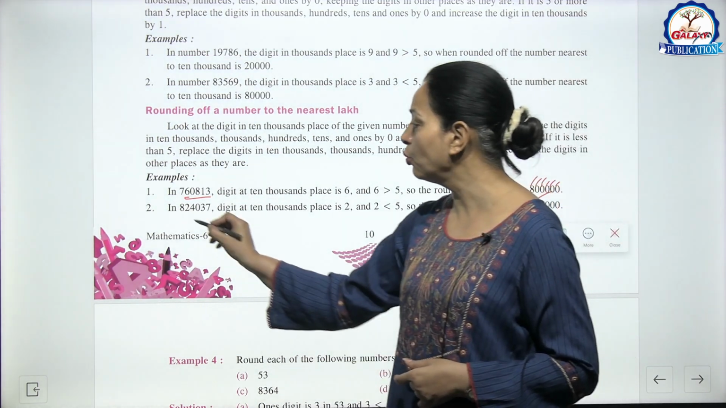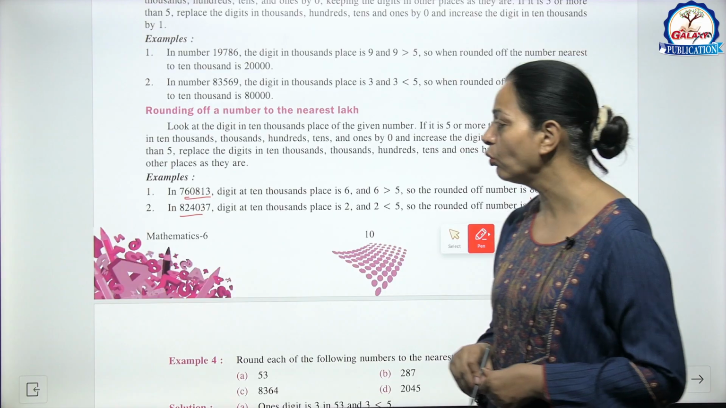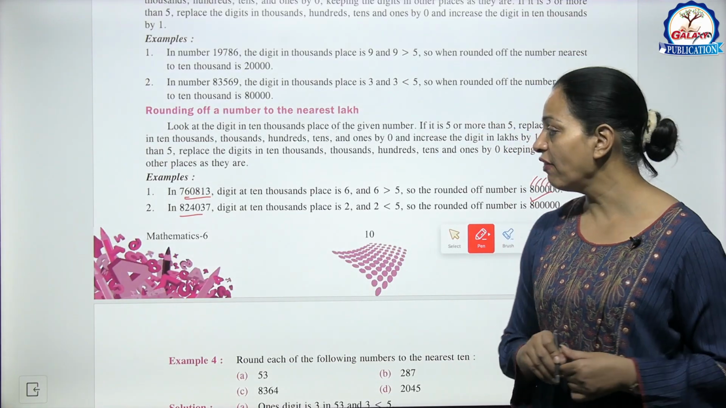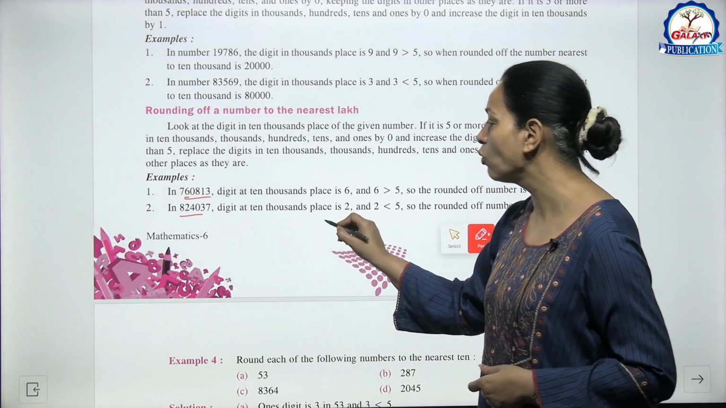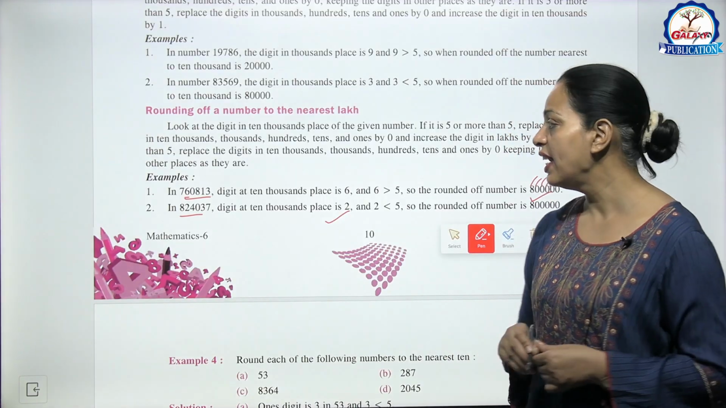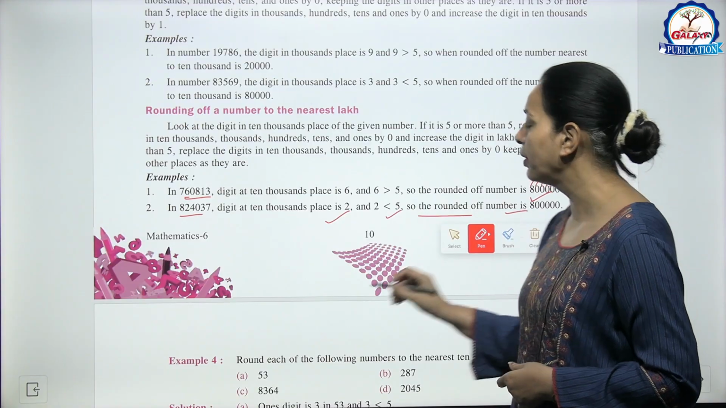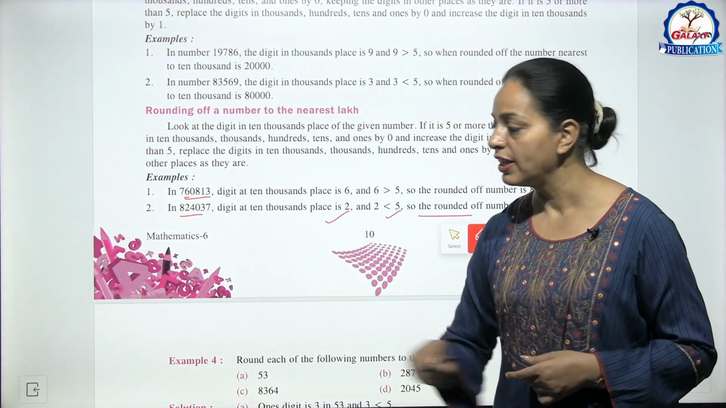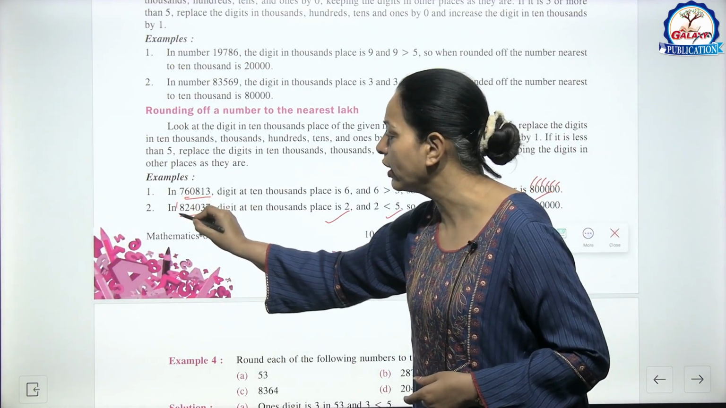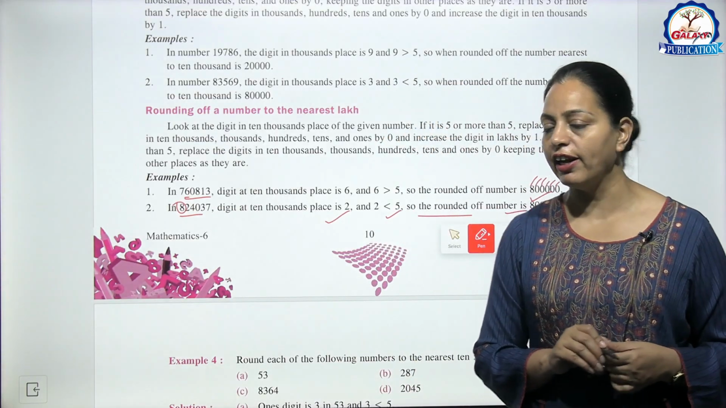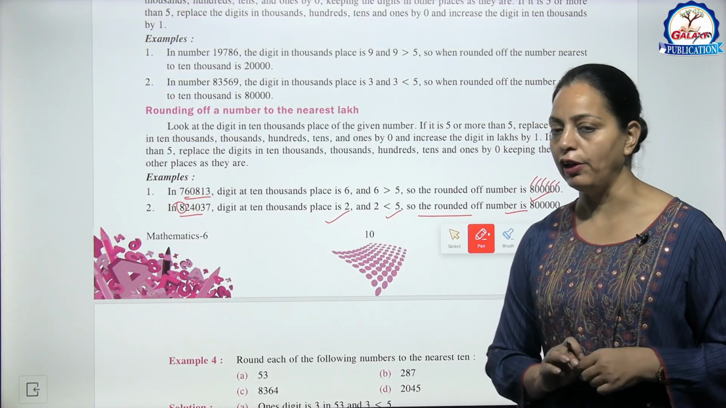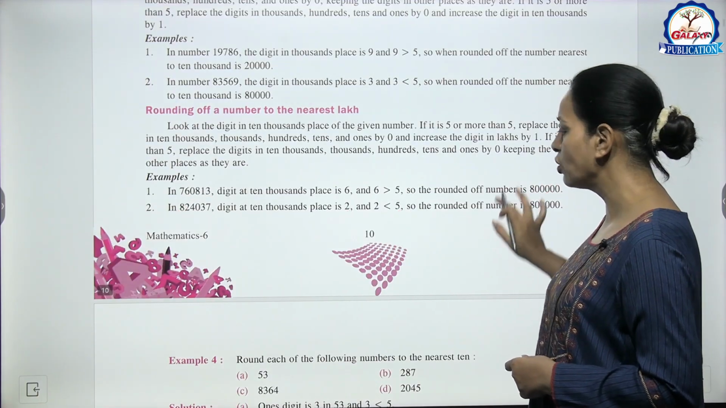Now in example 2, this is 8,24,037. So here digit at 10,000 place is 2, which is less than 5. So the rounded off number is 8,00,000. सबको हम 0 बना देंगे और इस डिजिट को as it is रखेंगे. So this is the value. I hope this is clear to you.